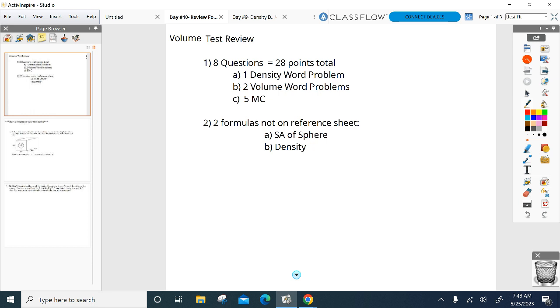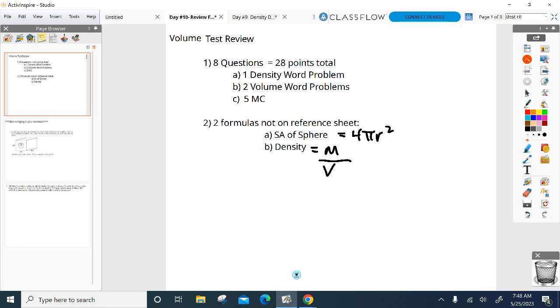Quick reminder, there are 2 formulas that won't be provided on the formula sheet I give you. Surface area of a sphere, 4 pi r squared, and density, mass over volume. Those aren't on the formula sheets, but those are the 2 you need for tomorrow as well. Everything else should be on your formula sheet. Other than hemisphere, right? You got to divide by 2, remember, for a hemisphere.